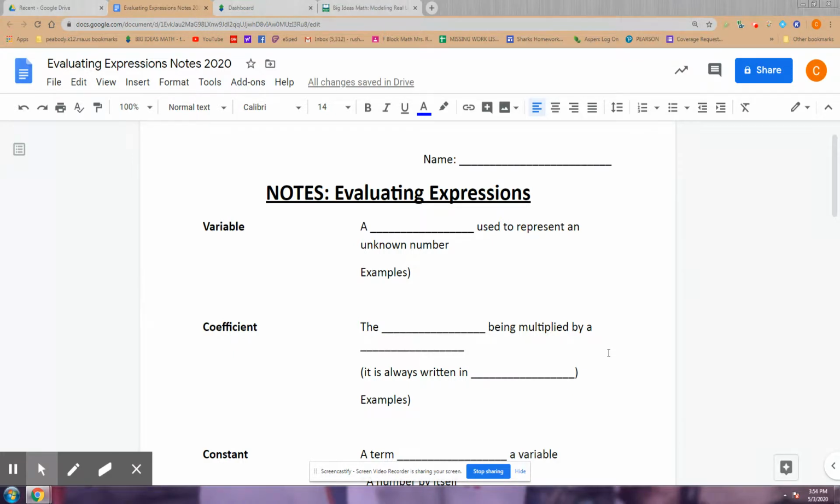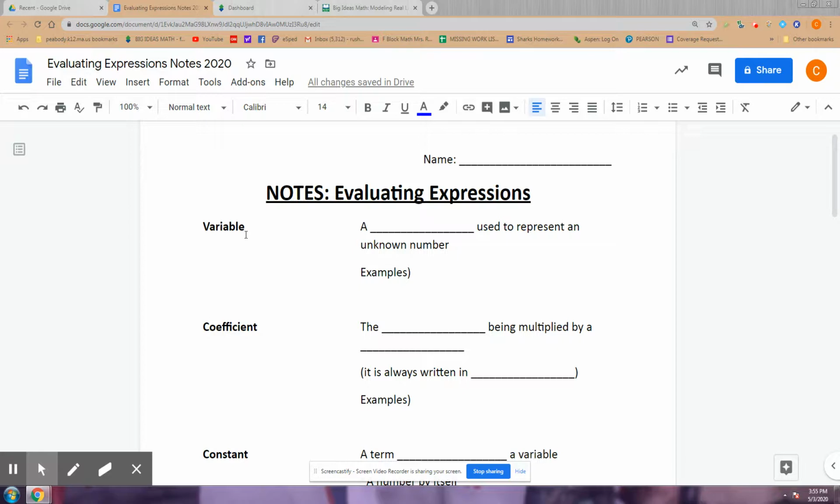So it will be a little similar to what we did last week. Again, if you remember last week, we learned how to write expressions. So now we're going to learn about evaluating expressions. So let's go through first some vocabulary words together that we're going to need to know for this lesson.